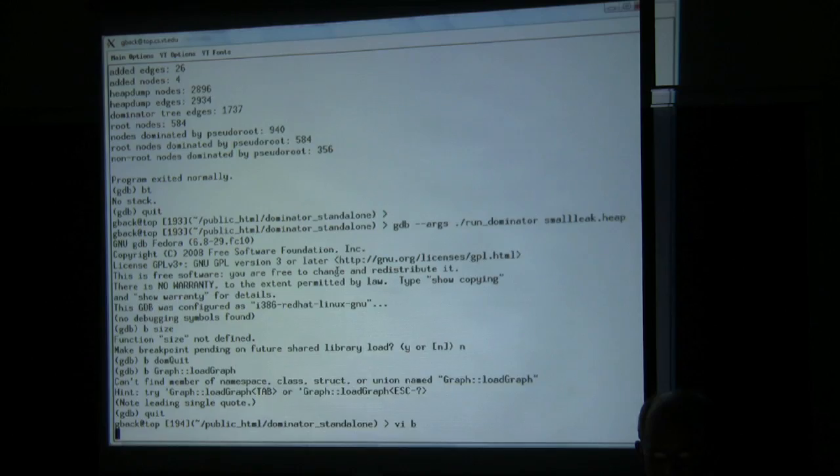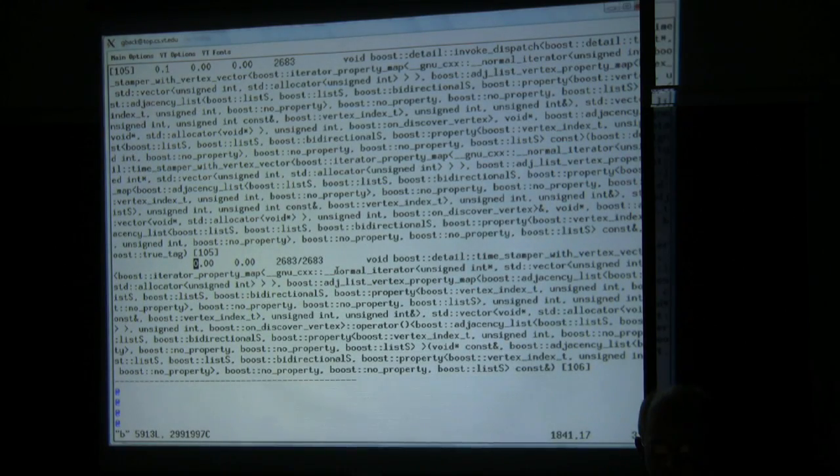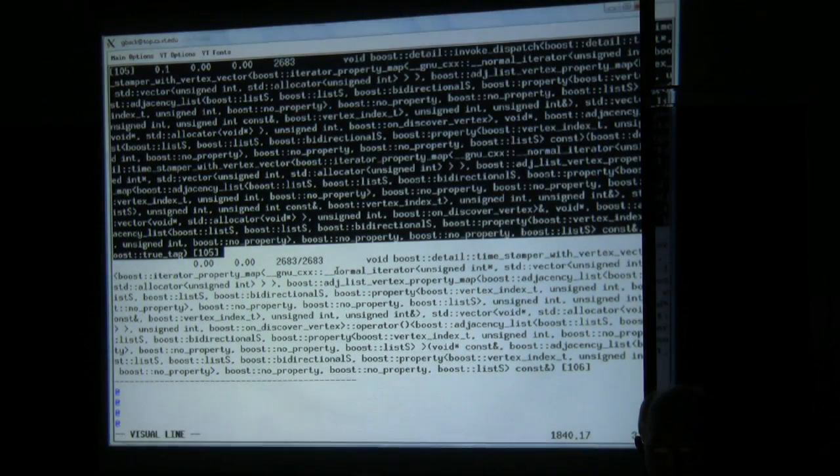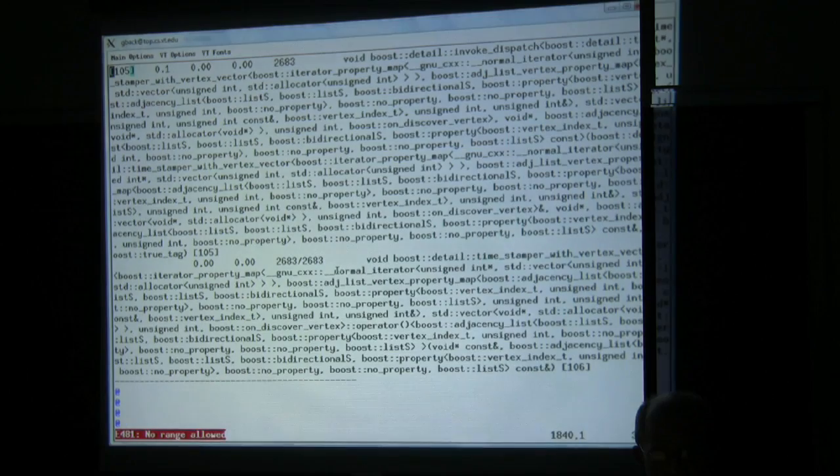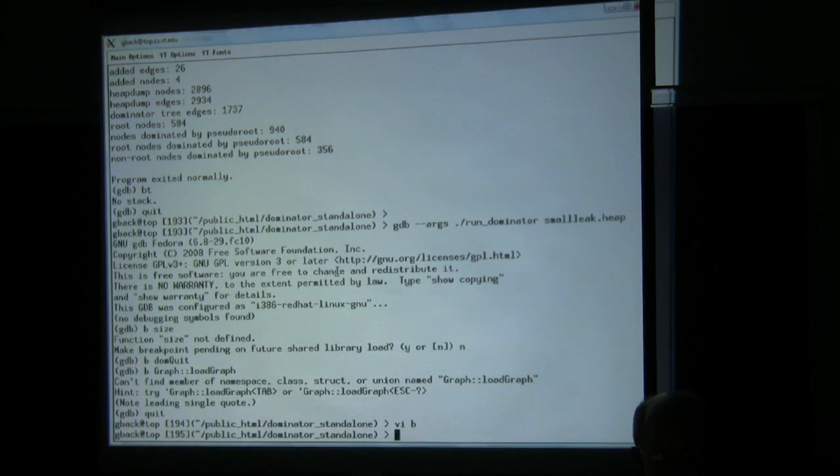What you would see if you look at stack traces in C++ is that you may be seeing lines like this one, and they can be very difficult to read. Other than that, there's nothing special. There is very little special about debugging C++ code.